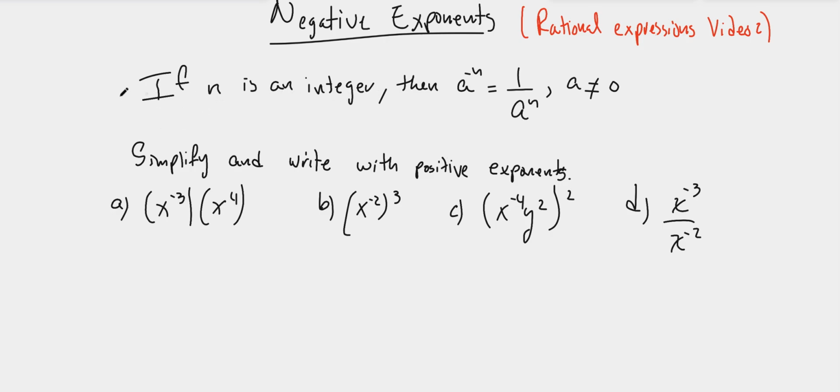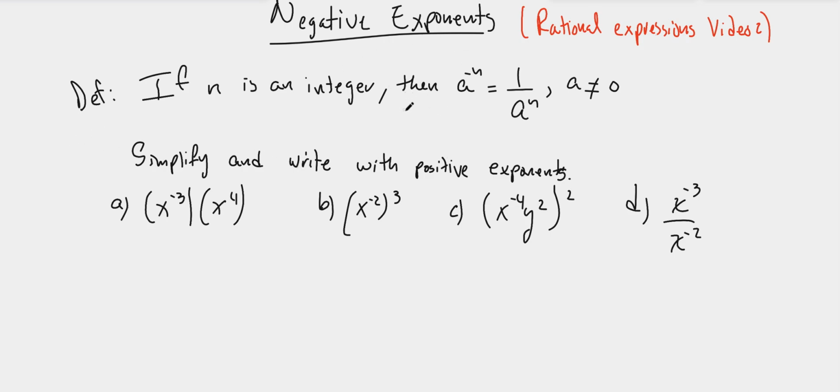Now, here's a quick definition. Let me write down here the definition. If n, being an exponent, is an integer, that means it's a positive or negative number, then a to the power of negative n is equal to 1 divided by a to the power of n. Now, remember that a cannot be 0.